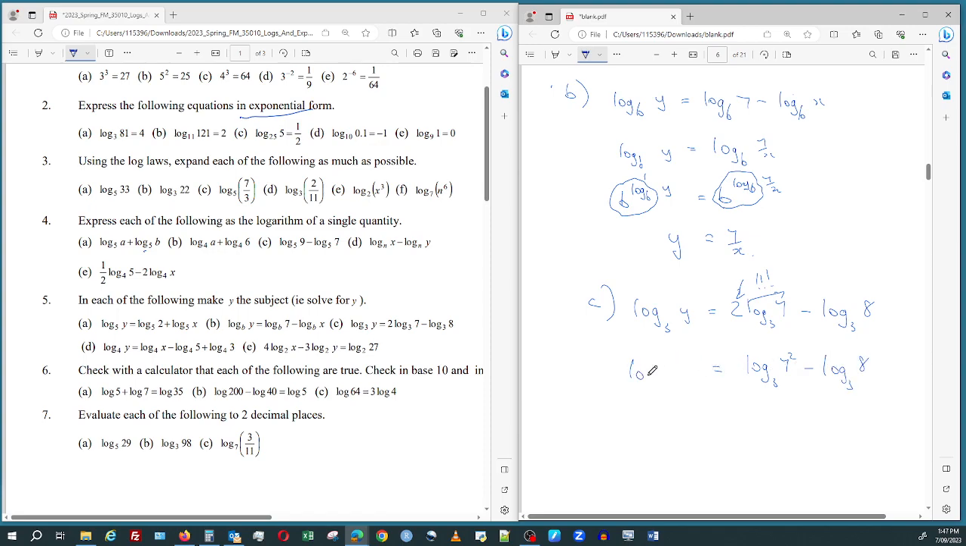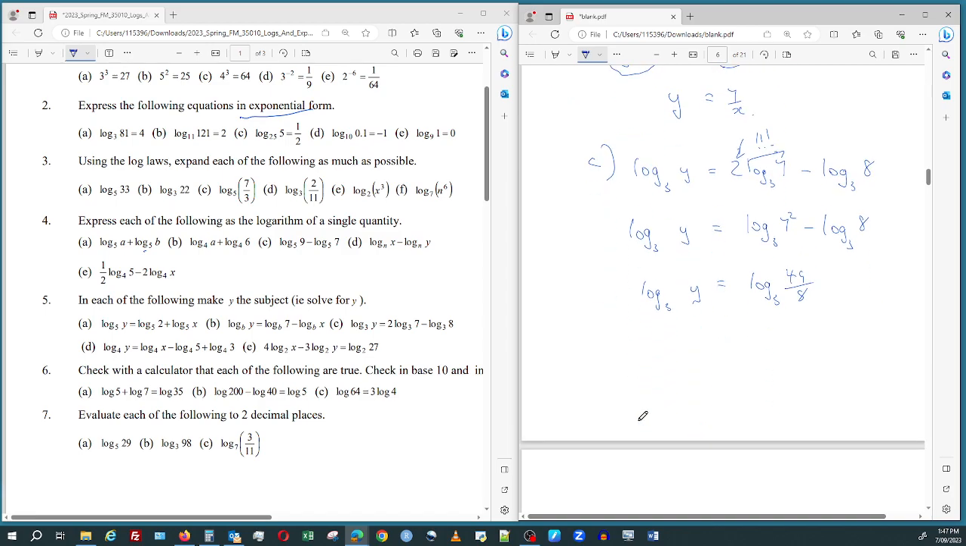At this point, we can do 7 squared is 49. So we'll see that that's a quotient. So it'll be log base 3, 49 over 8. Log base 3. So this is the long way teacher who does every step. And now we can undo 3. How do we undo log 3? We raise it to the power 3.